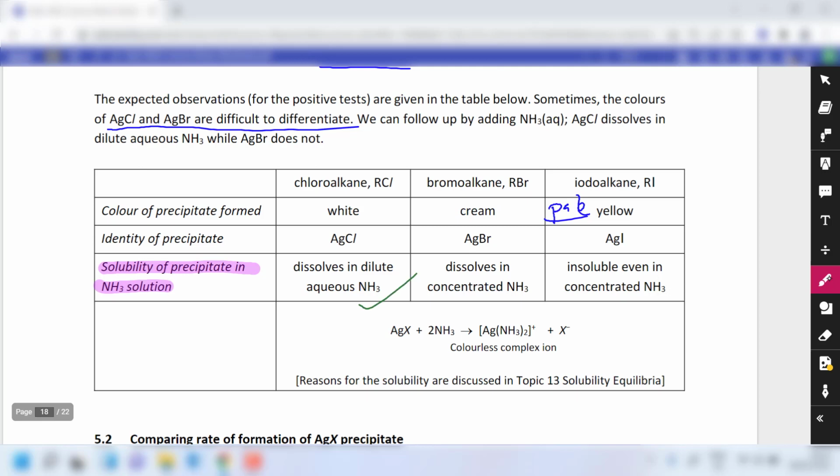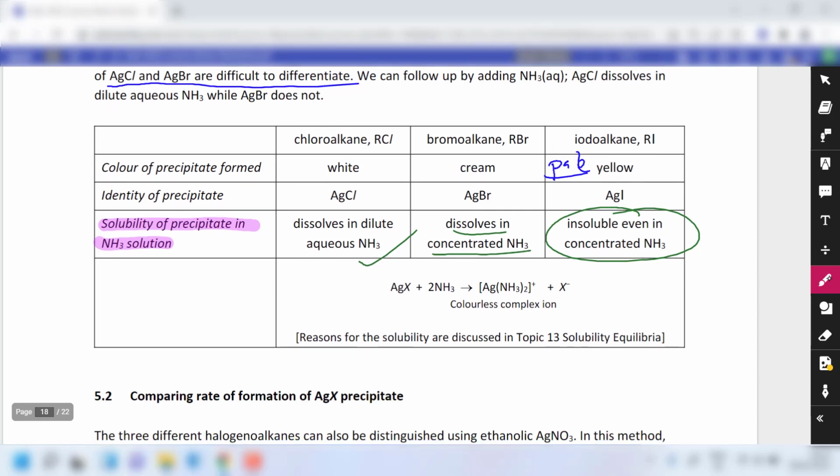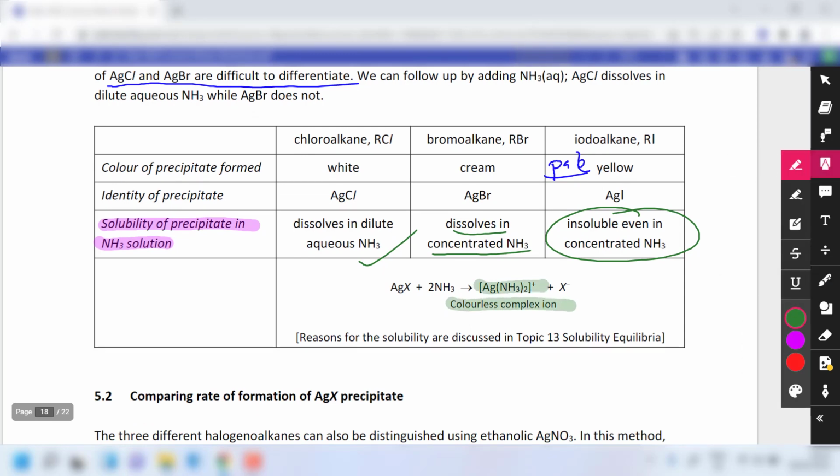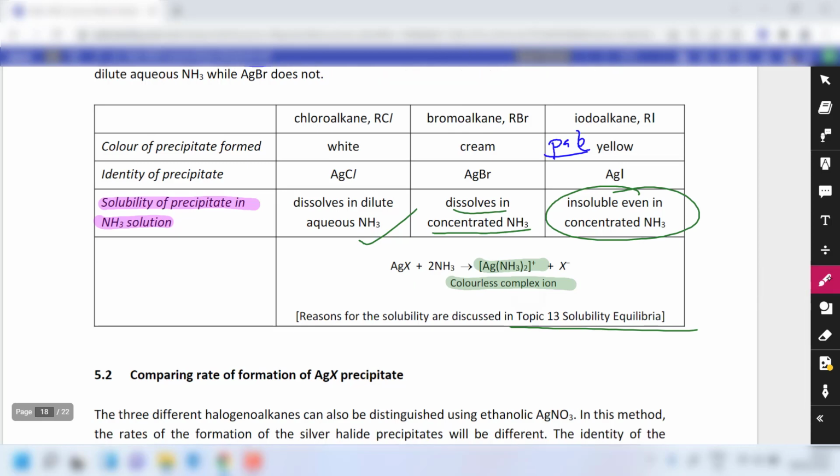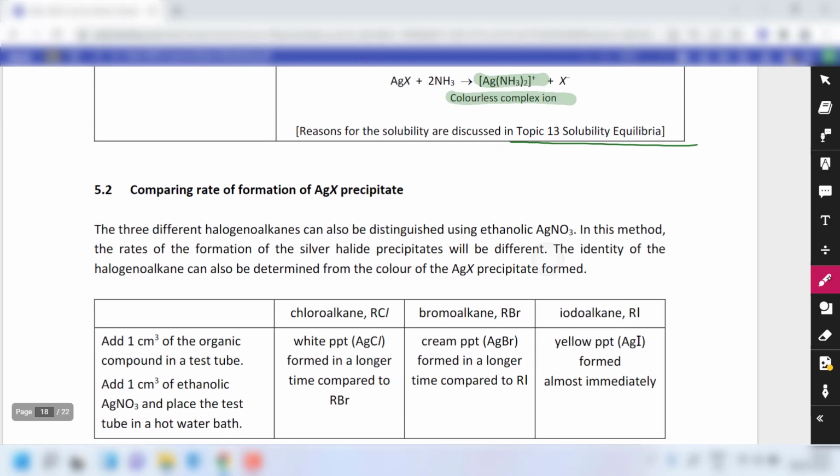Silver chloride can be easily dissolved in dilute aqueous ammonia. Silver bromide dissolves only in concentrated ammonia, although it can partially dissolve in aqueous ammonia as well. Silver iodide is insoluble in both. Solubility is due to the formation of a colorless complex known as the diamminesilver(I) complex. If you need more explanation, please refer to the solubility equilibrium notes, where I have explained quite extensively.